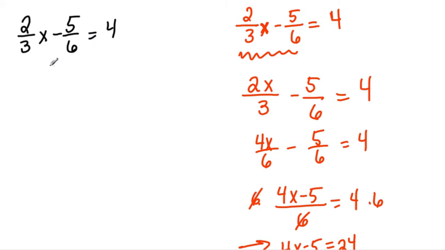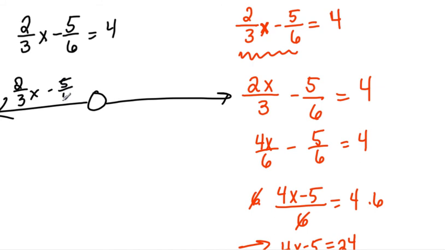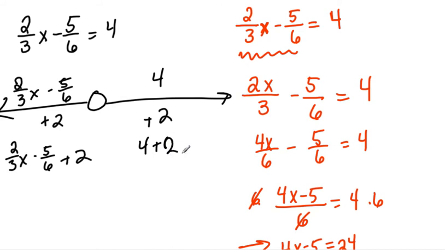Multiply by 5. So if I have this weighted thing here, and I'm saying that these are weighted, the 2/3 x minus 5/6 weighs the same as what? 4. So how do I keep those equivalent? I can add something to both sides. So that would be 2/3 x minus 5/6 plus 2 pounds, and then 4 plus 2 pounds.